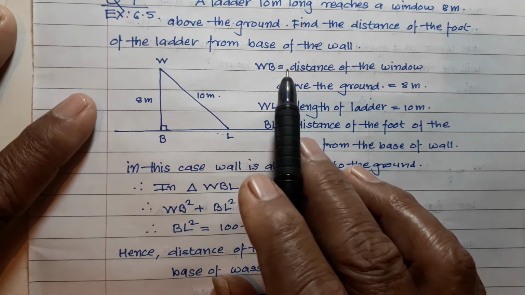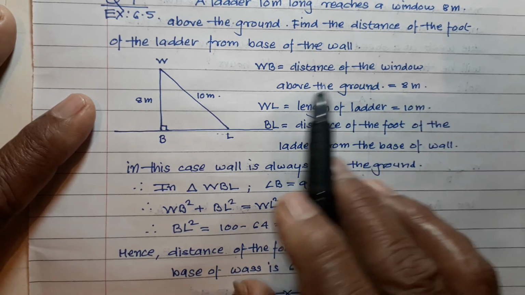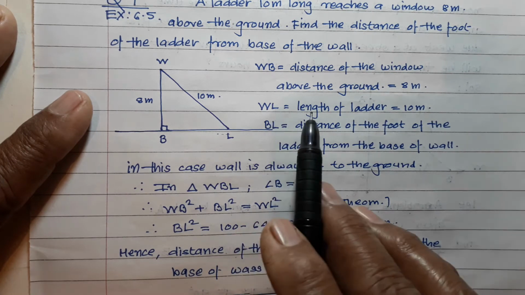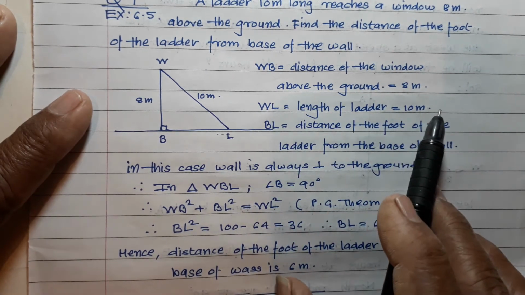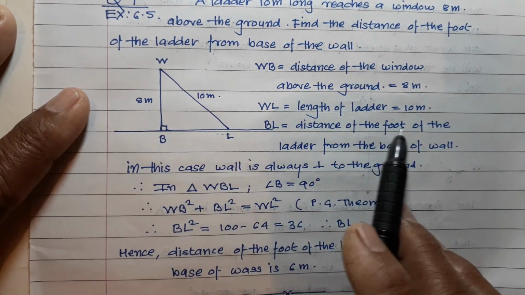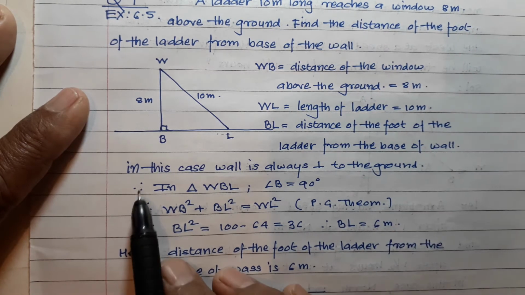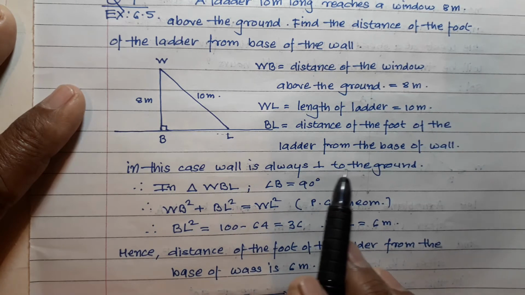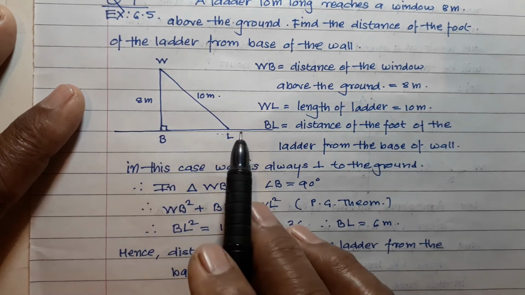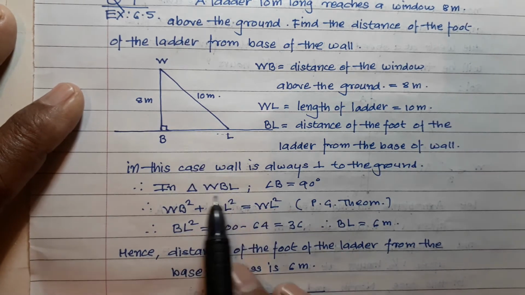Okay. Now describe your figure. WB is equal to distance of the window above the ground is equal to 8 meters. WL is equal to length of ladder 10 meters. BL is equal to distance of the foot of the ladder from the base of the wall. Now in this case, wall is always perpendicular to the ground, and therefore in triangle WBL, angle B is equal to 90. And now here you use Pythagoras theorem.